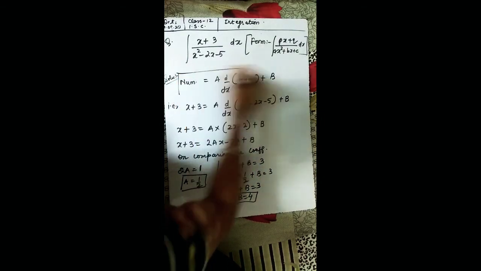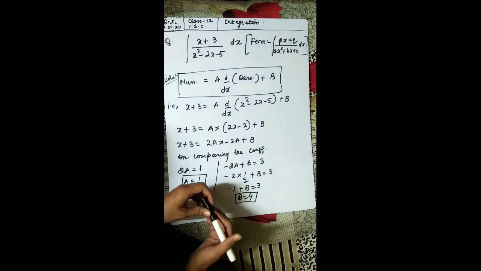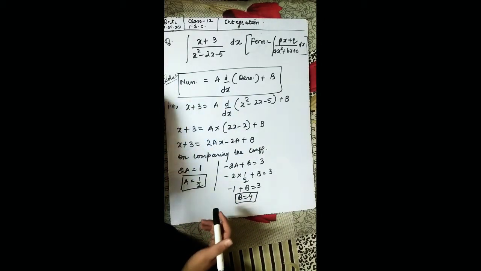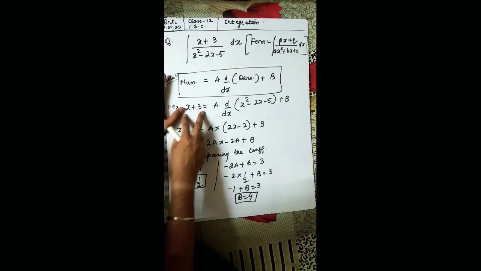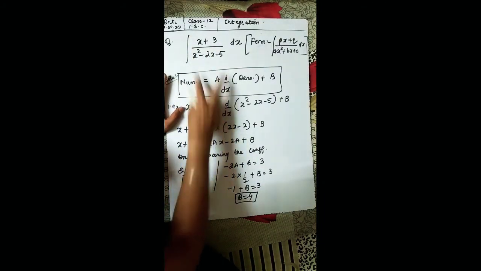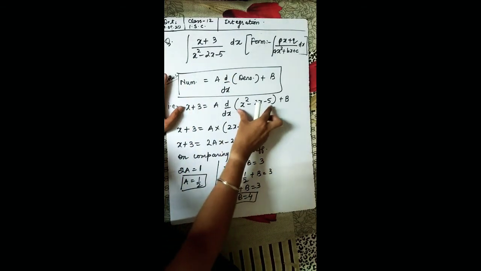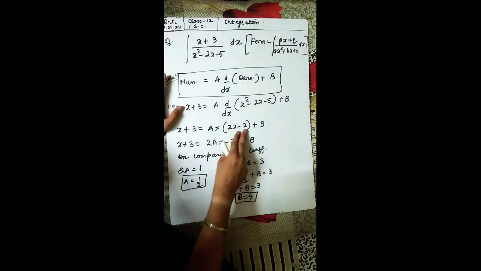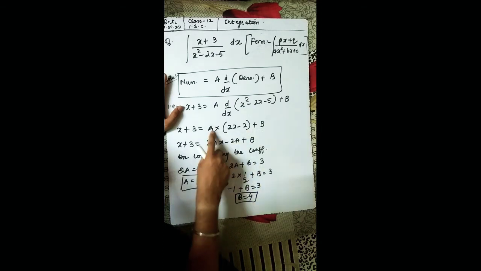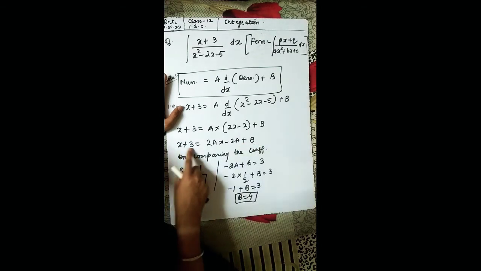This is the very important thing which you have to remember particularly for this form, or maybe we'll see it in other forms also. Okay, so what is your numerator? x plus 3 equals a into d dx of denominator plus b. Now differentiate this. What will be the differentiation of x square minus 2x minus 5? It will be 2x minus 2, plus b. Now multiply a inside. So 2ax minus 2a plus b equals x plus 3.